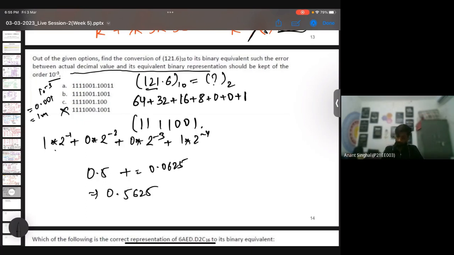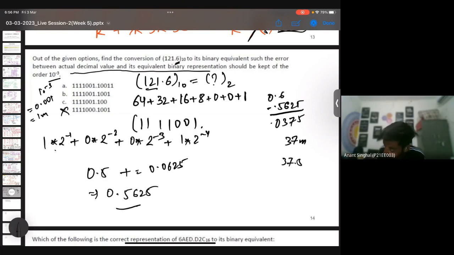Okay, if I try to calculate the error now, this is 0.6, this is 0.5625. So 0.6 minus 0.5625 will be 0.0375. So the error is 37 milli still. So the error is 37.5 into 10 to the minus 3. So it is not inside the given range. So this cannot be the answer to this question.